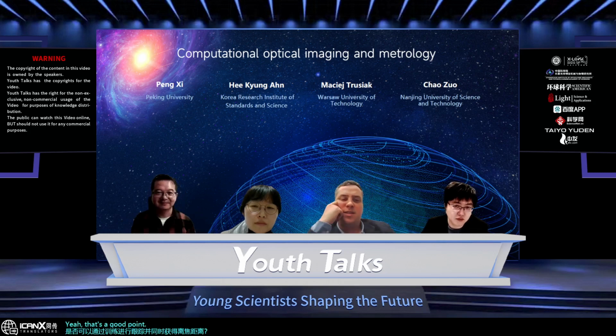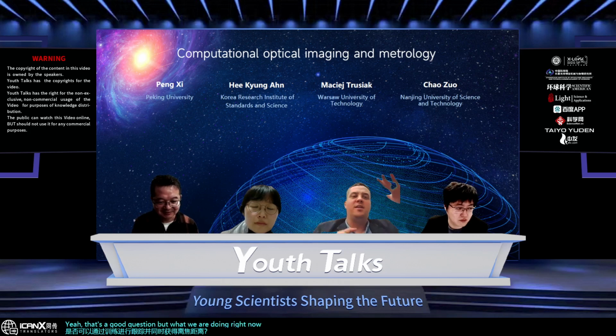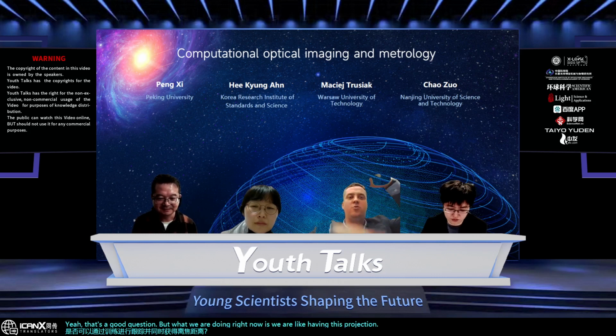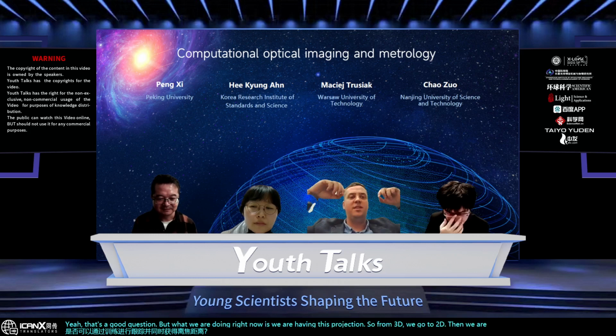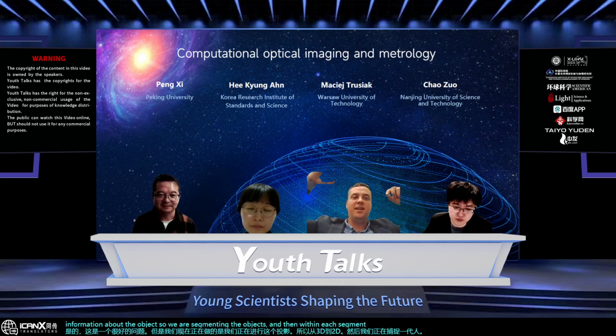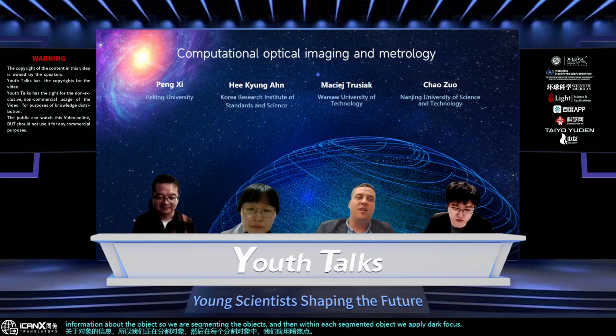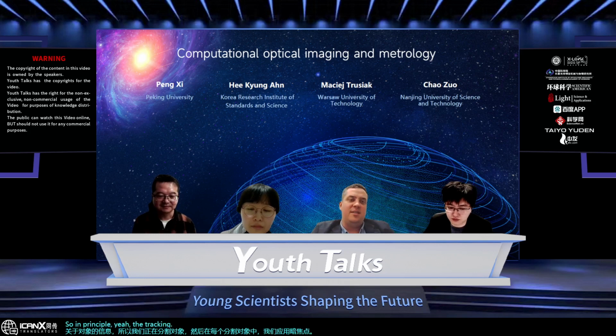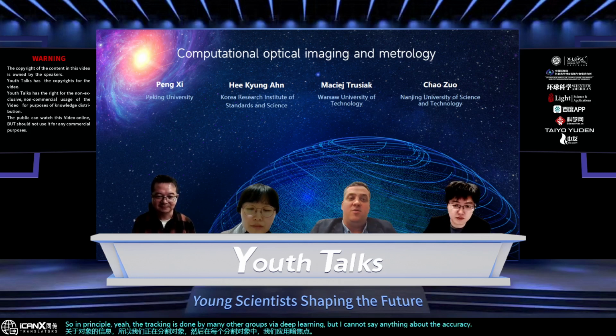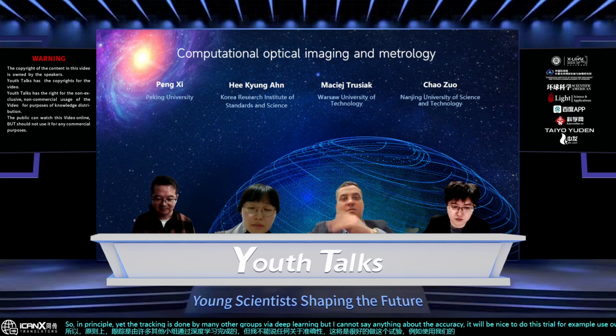But what we are doing right now is we are having this projection, so from 3D we go to 2D. Then we are generating the information about the object. So we are segmenting the objects, and then within each segmented object we apply autofocus to find the z distance. So in principle, the tracking is done by many other groups via deep learning, but I cannot say anything about the accuracy. It would be nice to do this trial, for example, use our software to generate the trajectories and then play around with different methods to see the accuracy.